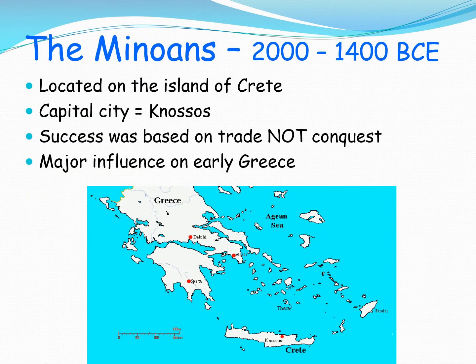The Minoans were around from 2000 to 1400 BCE, so about 600 years. They were located on the island of Crete, which was close to Greece. Okay, so they live on an island called Crete, which is southeast of the Greek mainland. Their capital city was called Knossos. The K is silent. And their success was based on trade, not conquering other peoples. And they would become a major influence on the early Greeks. And that's the unit we'll be coming to after this one, the Greeks.